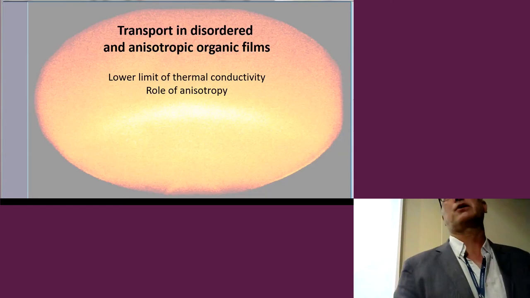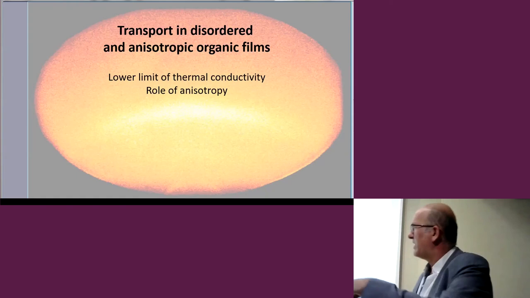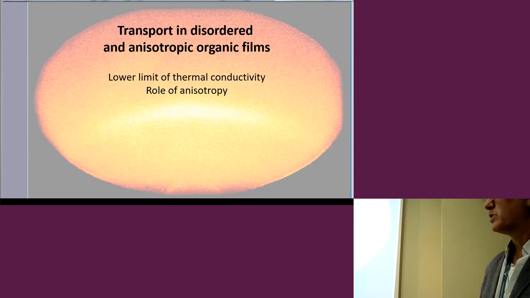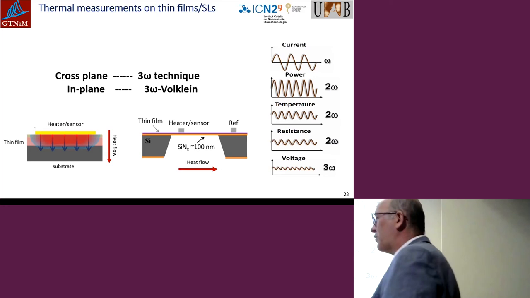It's been known for some years that the way these molecules are oriented has an effect on the electrical conductivity. It depends on whether the electrons move along the direction of the length, in plane or out of plane. I will get to that in a minute. And we wanted to explore this. The way we do that is we do measurements in these thin films. These are films that are evaporated, and we do measurements that most of the time are in situ inside the evaporation chambers. And basically we do two types of measurements, cross-plane with the standard three omega, but we also do within plane with a modification of the three omega technique that we call three omega Völklein.